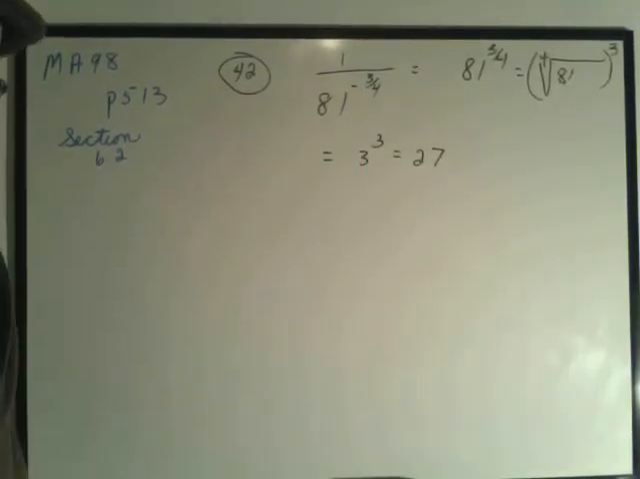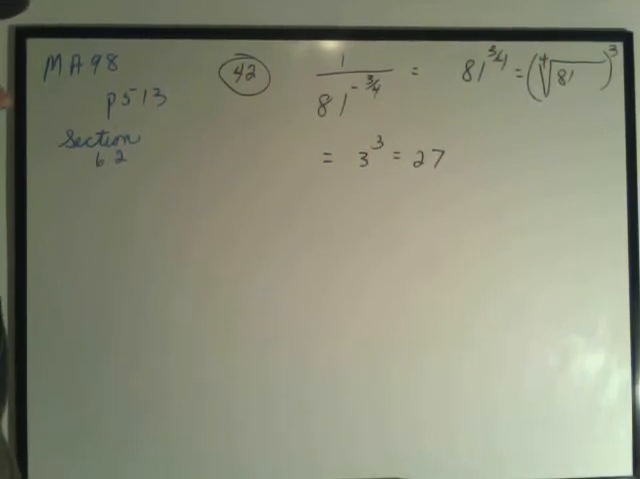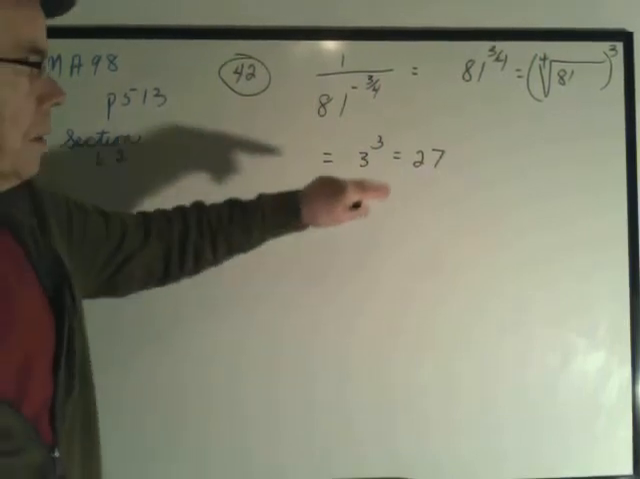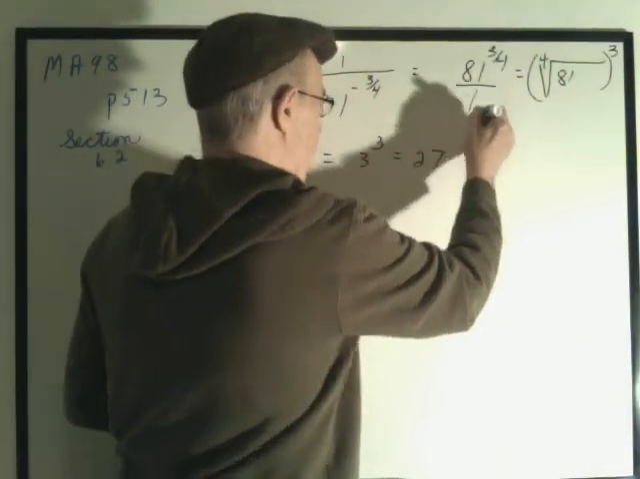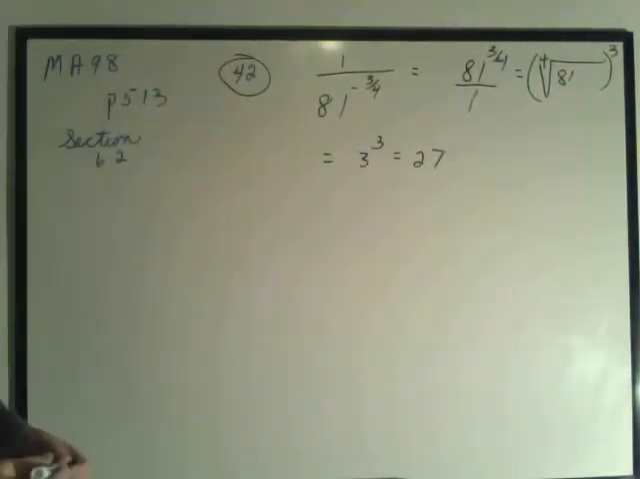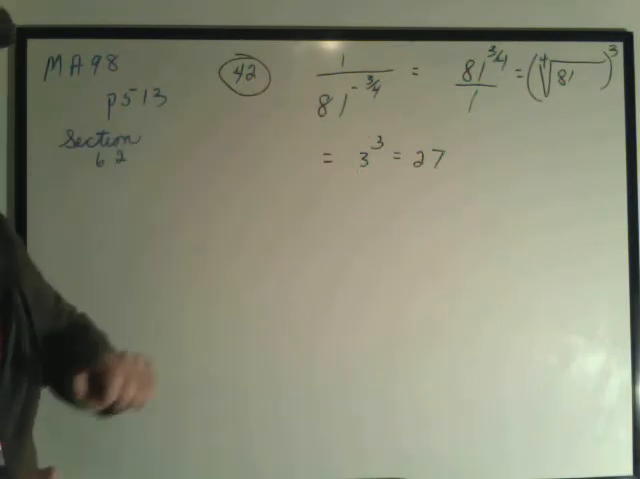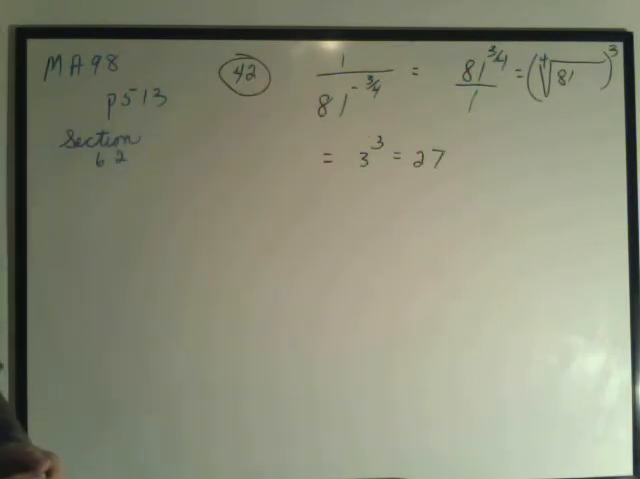All right, so you have 1 over 81 to the negative 3/4. Bring that 81 to the 3/4 to the top, to the numerator, and it becomes positive. I don't have to write the 1, but I could if I wanted to. So I want the 4th root of 81, which is 3. I want to raise it to the 3rd power. Well, it gives me 27.